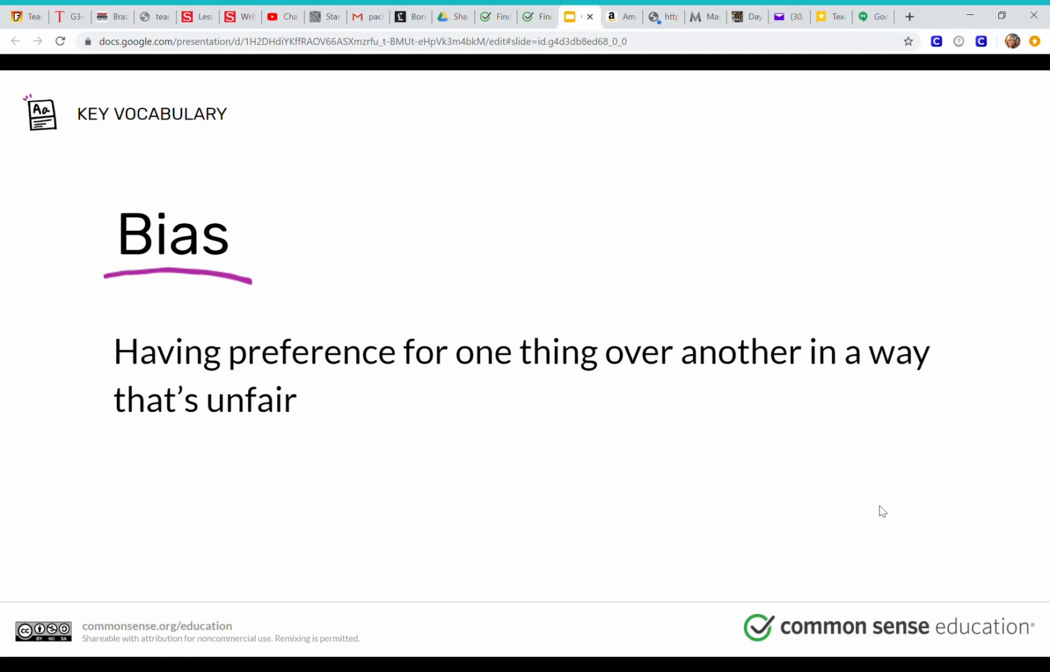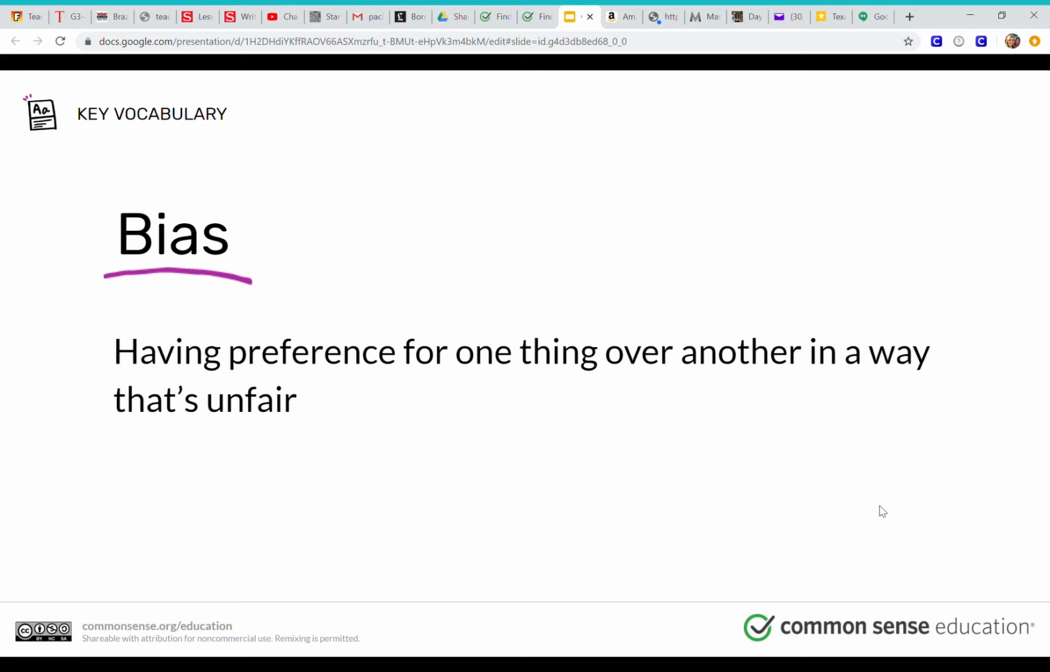Bias. Now, I've already used this word a couple of times, so we're going to talk about what it means now. So bias means having preference for one thing over another in a way that's unfair. So bias basically is just showing favoritism, okay?